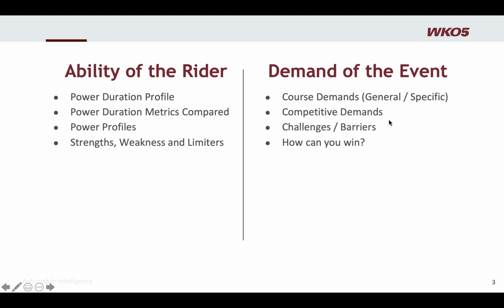When you're starting to talk about demands of the event, you start with course demands, right? Both general and specific. A general demand might be it's 125 kilometers. A specific demand might be there's a lot of climbing and it's got two climbs, both of 400 meters, both at 12% grade. So you have a general and a specific demand.